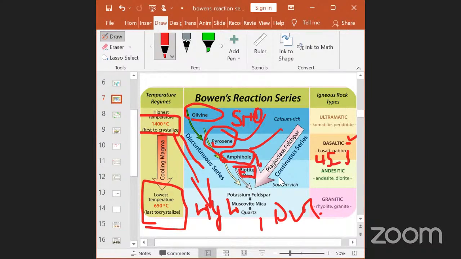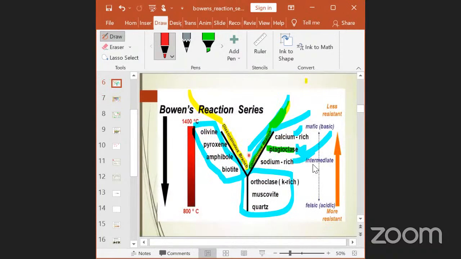Along this branch, the calcium-rich plagioclase that is formed will partially or completely react with the melt to form intermediate plagioclase feldspar, and albite will be formed here.